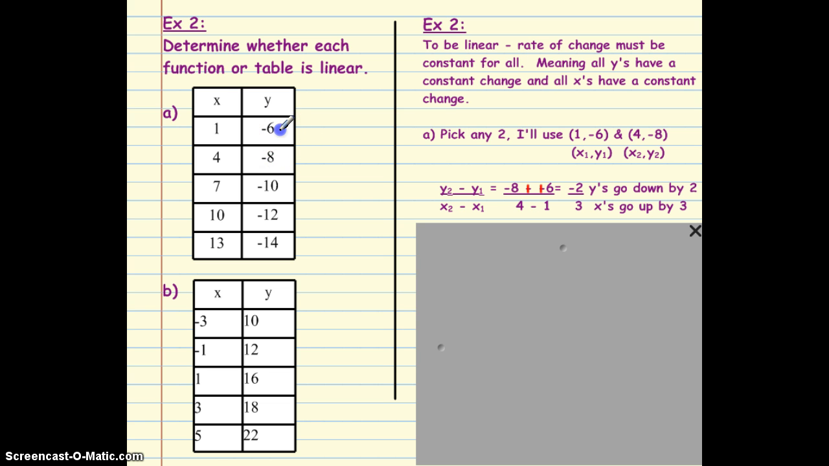Well, let's see, negative 6 down 2 gives us negative 8. Negative 8 down 2 gives us negative 10. Negative 10 down 2 gives us negative 12. And negative 12 down 2 gives us negative 14.